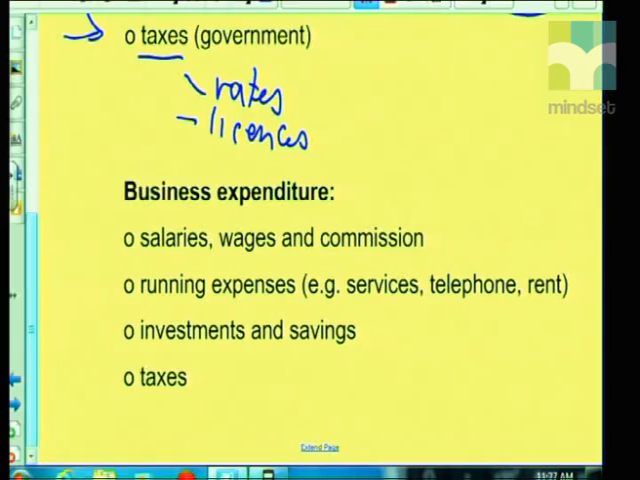What about expenditure from businesses? What sort of things are going to be spent, are going to leave the business? Remember, expenditure goes out. So the business definitely has to pay salaries, it has to pay wages, it has to pay commission. There are also running expenses. These are services, telephone, rent. Now, some of those could be fixed, some of them could be variable.